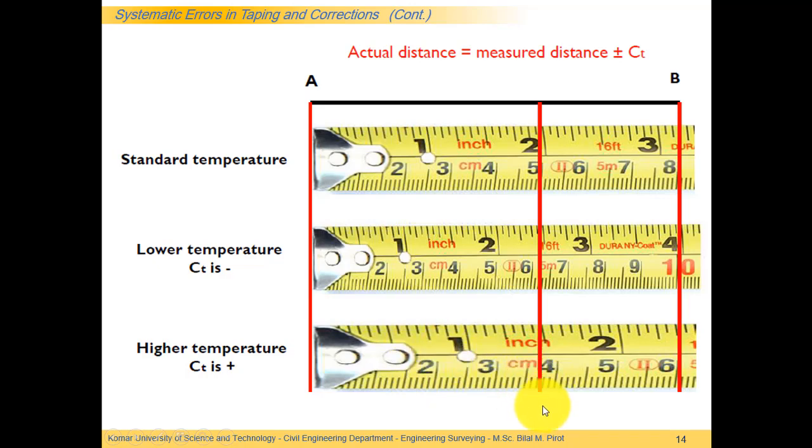As you see, normally in this case we have to read 5, but in lower temperatures we will read 6 instead of 5, and in higher temperatures we will read 3.5 instead of 5. So the true length is 5, not 6 and not 3.5. This is for understanding the variation due to the temperature.